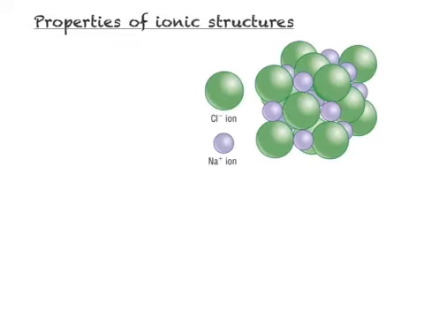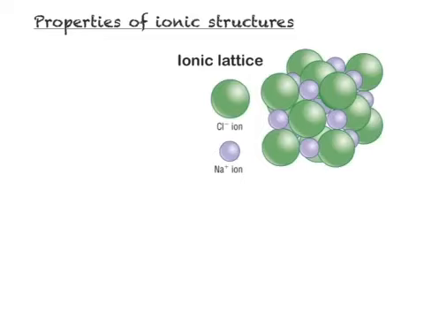In order to explain what's going on, we have to remember that sodium chloride is made up of a giant ionic lattice. An electrostatic attraction between the positively charged cation and the negatively charged anion creates a very strong bond.